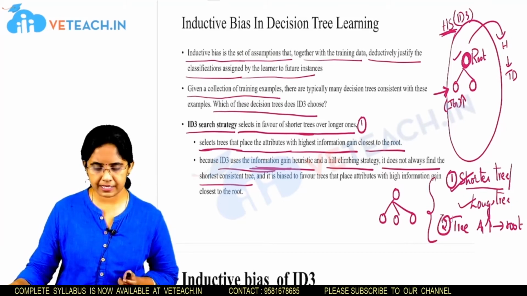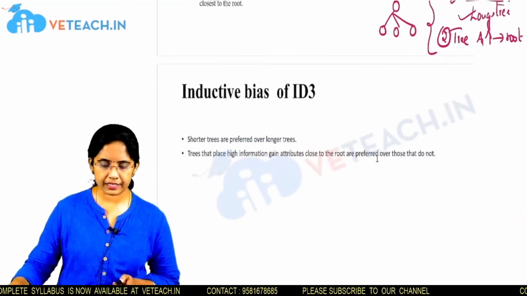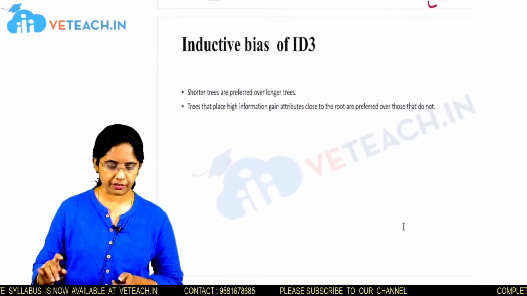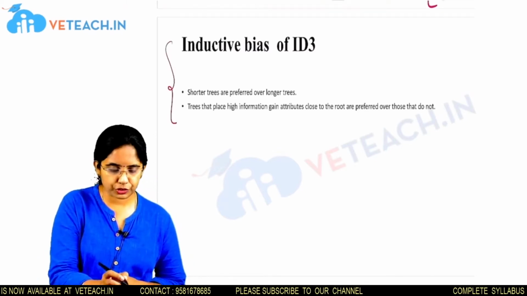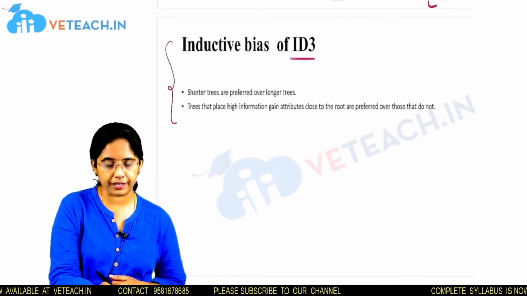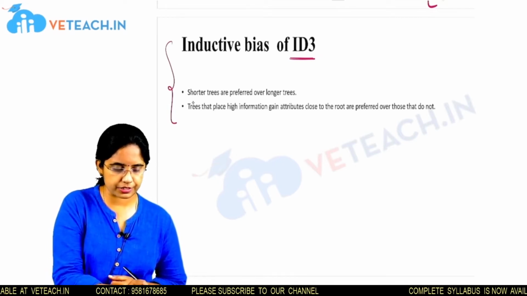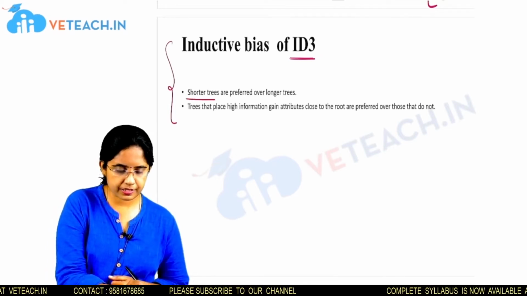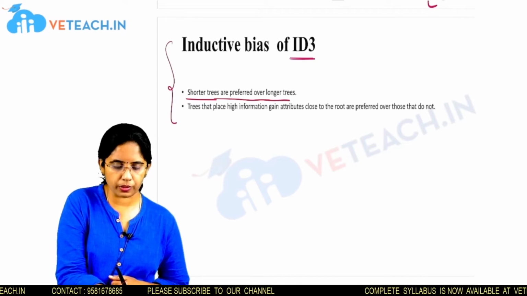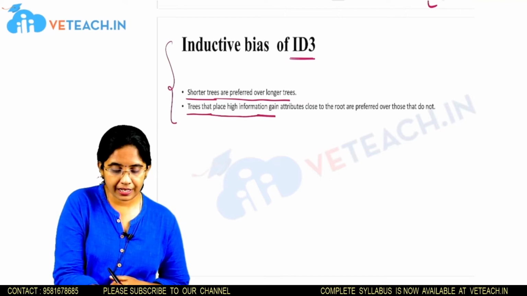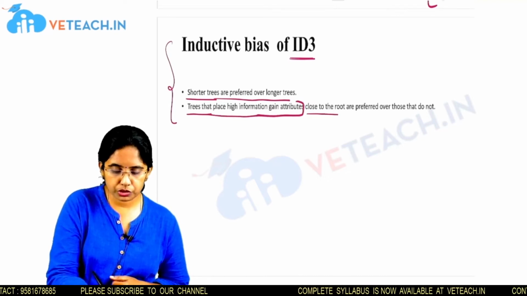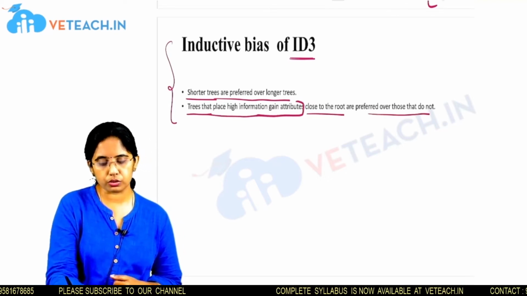But as these are assumptions, we just add them to make the model generalized. So these are the inductive biases, the assumptions that we add for the ID3 algorithm while constructing a decision tree. As we already discussed, shorter trees are preferred over longer trees, and trees that place high information gain attributes close to the root are preferred over those that do not.